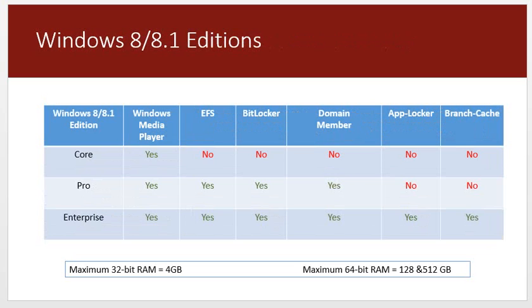Over here is a summary for Windows 8 8.1 editions. For the Core edition, only Windows Media Player is available. The rest of the programs are not available. For Pro, 4 features are available, which are Windows Media Player, EFS, BitLocker, and Domain Member. AppLocker and BranchCache are not available. For Enterprise, yes, everything is included. It is just a fully featured operating system. The maximum RAM, which is random access memory, for 32-bit is 4 gigabytes, and for the 64-bit version, it is 128 and 512 gigabytes.